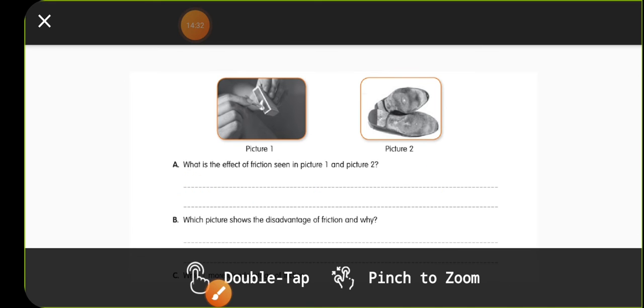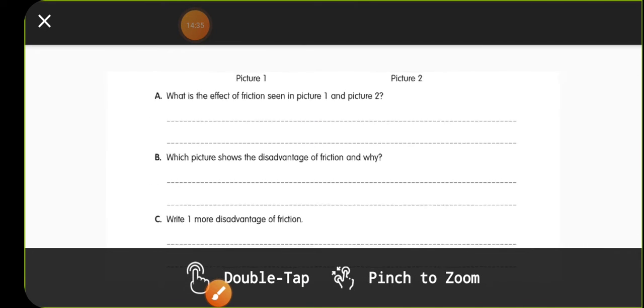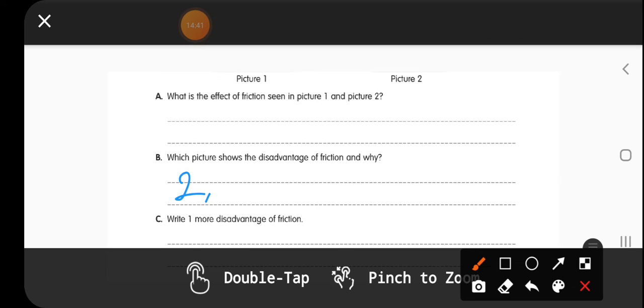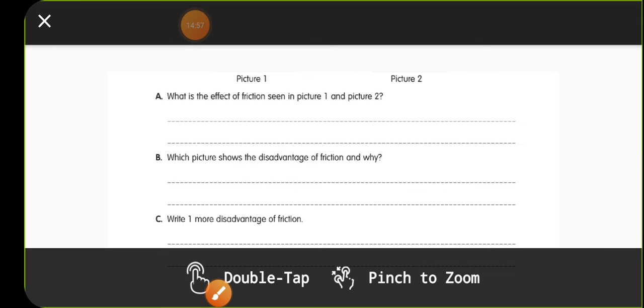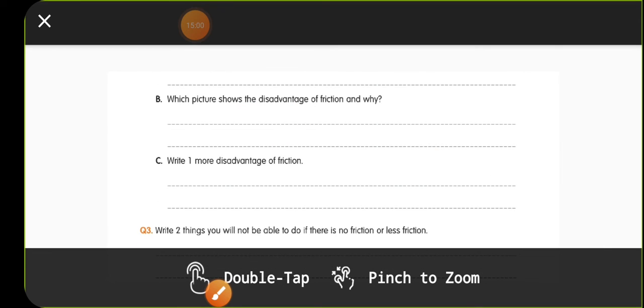Now the B question: which picture shows the disadvantage of friction and why? So definitely picture 2 is showing the disadvantage, because the complete shoelace is worn out and you cannot use the chappal. You cannot use the shoes.